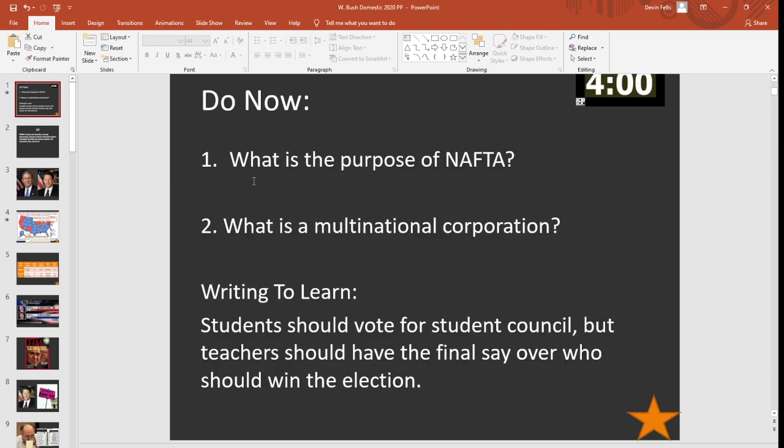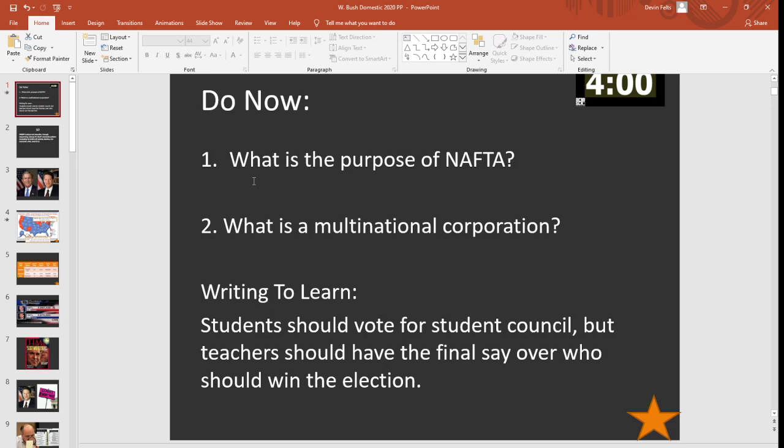Question number one is, what is the purpose of NAFTA? Remember, NAFTA stands for the North American Free Trade Agreement, right? We talked about who was involved: Mexico, Canada, and the U.S. Remember, we mentioned tariffs. Tariffs are those taxes that we put on imported goods, right? So what was the point of NAFTA?